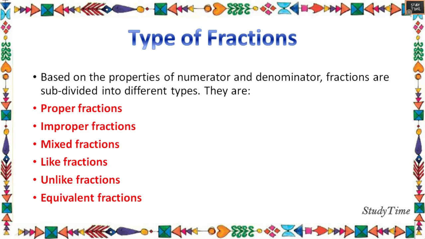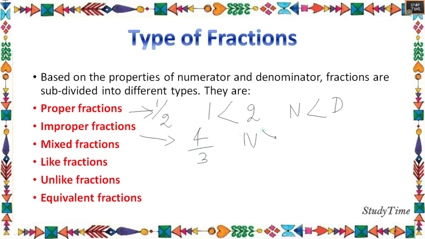What is a proper fraction? 1 divided by 2. Here the numerator number is less than the denominator. Numerator is less than the denominator. 1 is less than the 2. Then it is a proper fraction. What is an improper fraction? 4 divided by 3. That is, numerator will be greater than denominator. That is improper fractions. What is a mixed fraction? 1 by 2. So you will be having mixed. So this is called a mixed fraction.